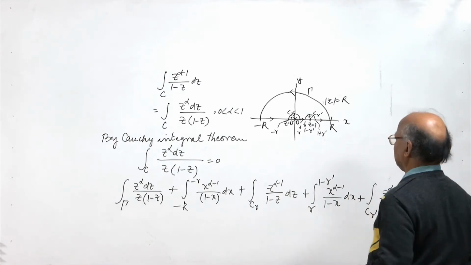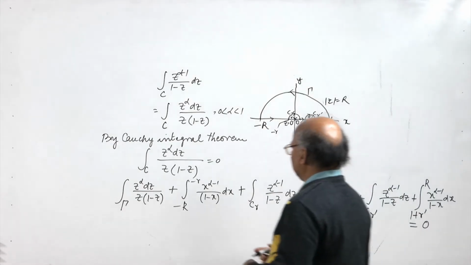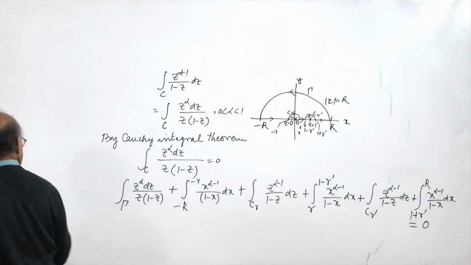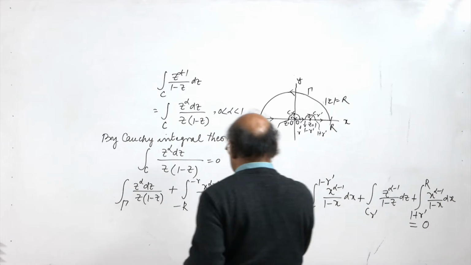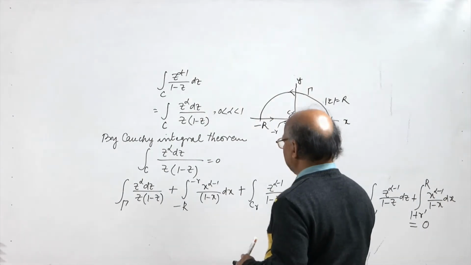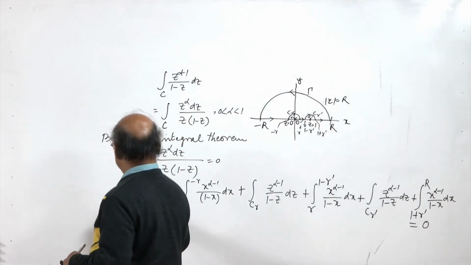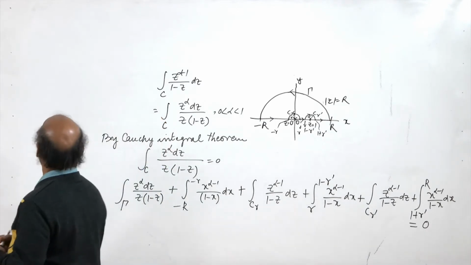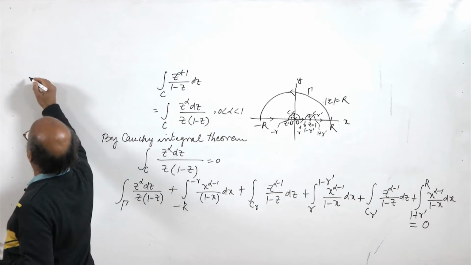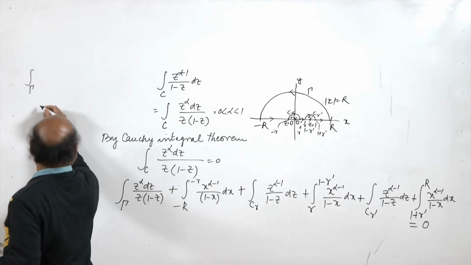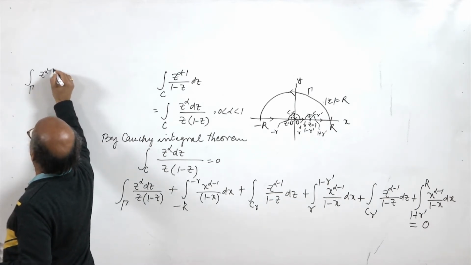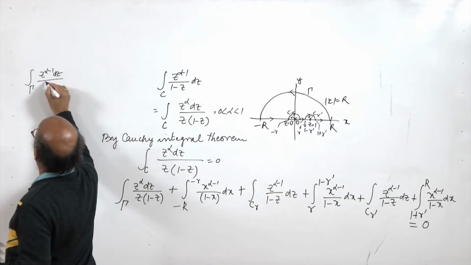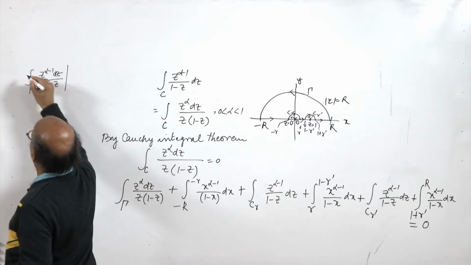So, this thing is equal to 0. Now, what we do is, let us evaluate the integral. First, we are estimating the integral along gamma, integral over gamma z to the power alpha minus 1 dz upon 1 minus z. Let us take mod of this.